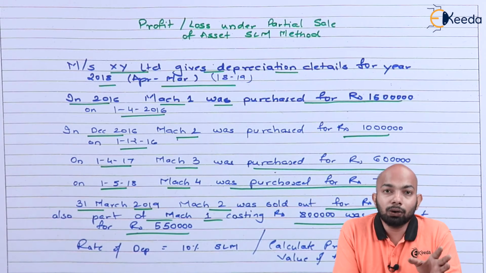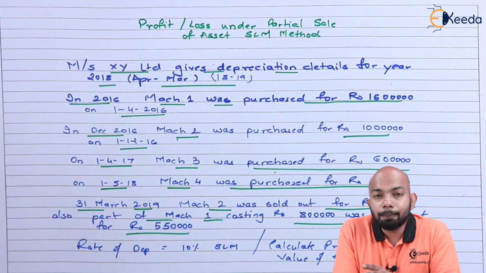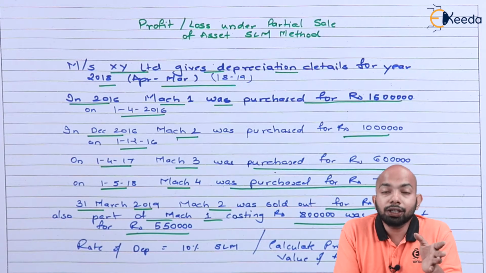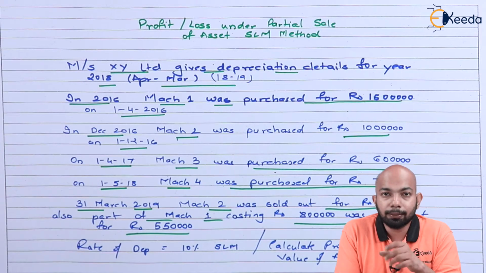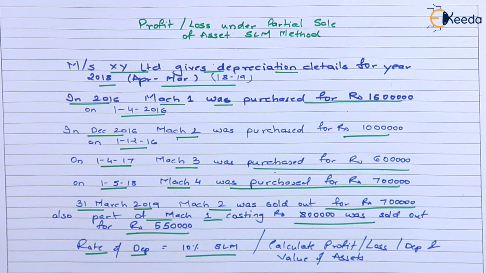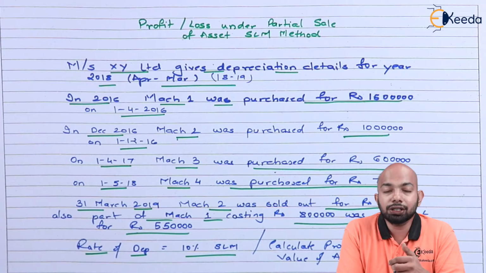Now we have to figure out, after providing depreciation until the date of sale, whether this value is over and above the written down value, or as compared to the sale price mentioned in the question. So we have to figure out basically whether there is a profit or loss here. Rate of depreciation has been provided at 10% under the SLM method. We have to calculate the profit or loss, the depreciation provided together, and the value of all these assets. These are the three things that we have to calculate in this illustration, and we'll understand, whether it is a partial sale of asset or a complete sale of asset, how to deal with it with the SLM method. Let's start.